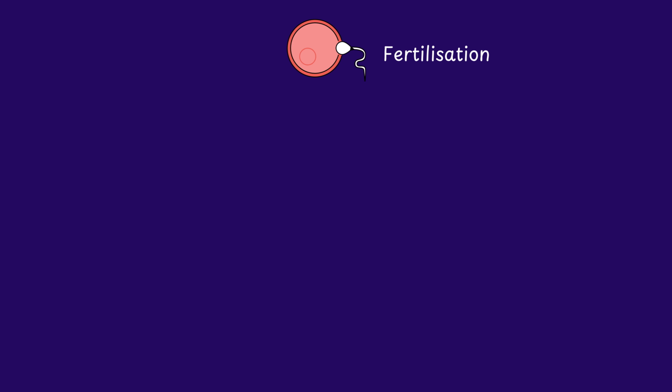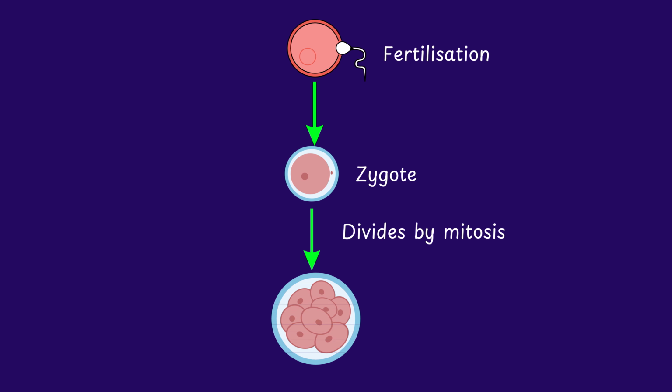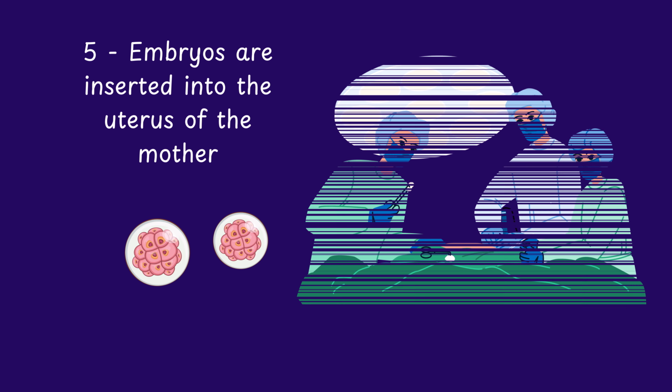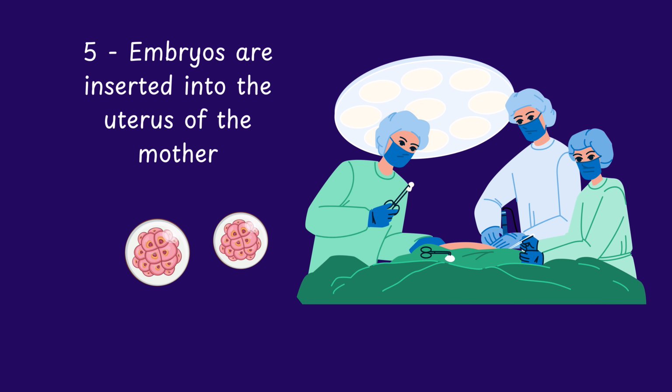Let us look at what is happening in the lab. So the sperm cell fuses with the egg cell in a process called fertilization. A single cell is produced that is called a zygote. The zygote divides by mitosis to produce an embryo. Step 5. The embryos are inserted into the uterus of the mother. Students, ensure that you know the steps of IVF.